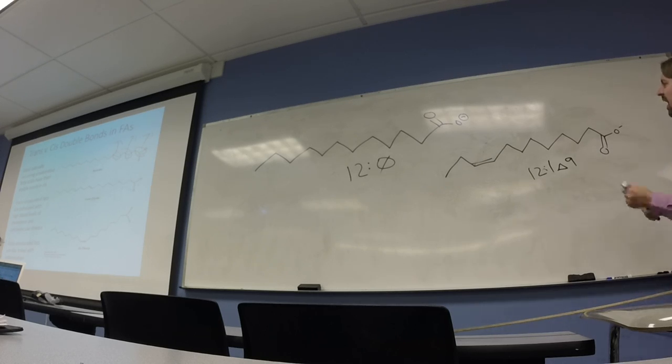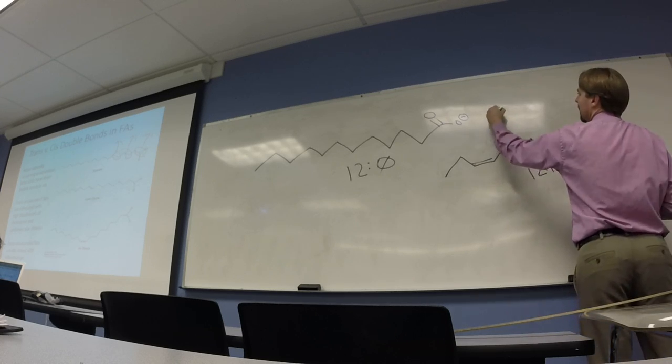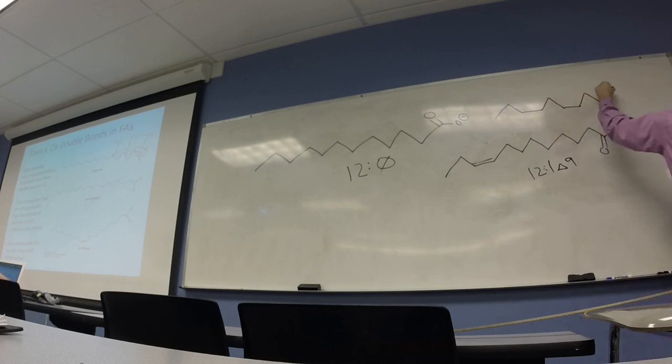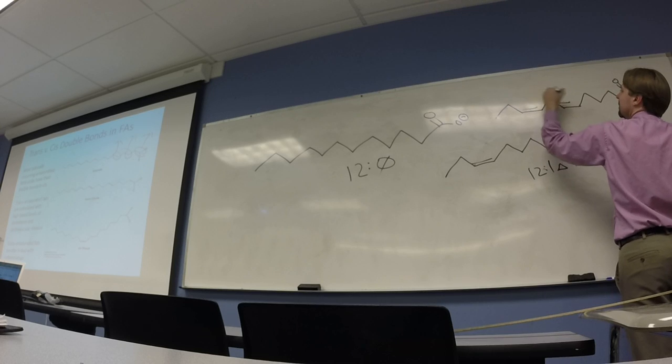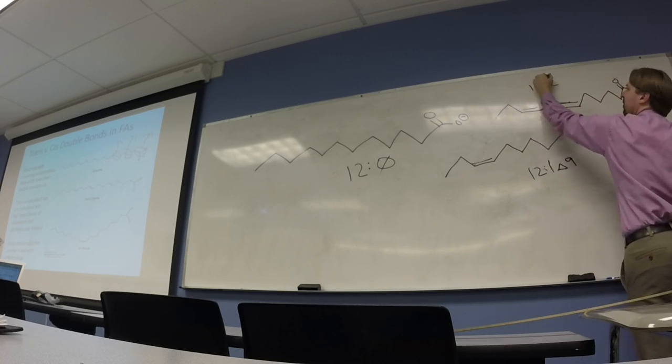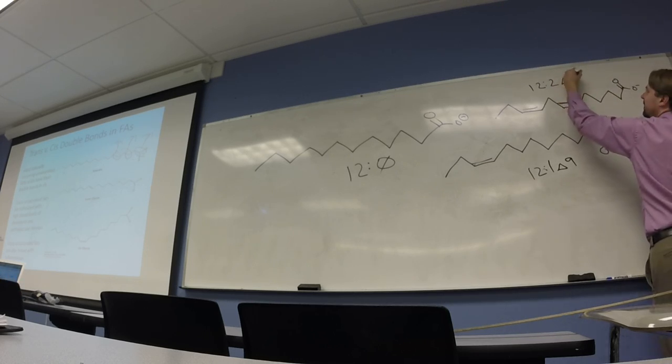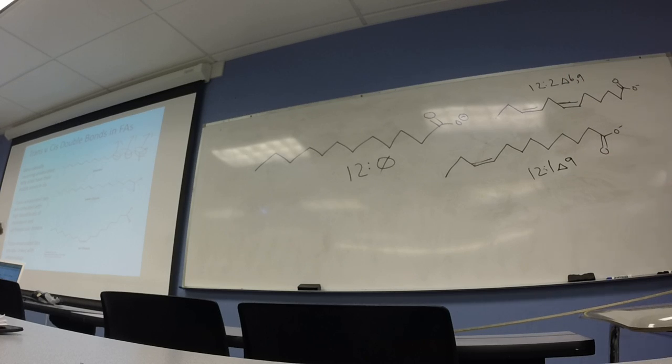If we had one that had 2 double bonds, 1, 2, 3, 4, 5, 6, 7, 8, 9, 10, 11, 12. Voila. Here again, we've got 12:2. 12 carbons, 2 double bonds, delta 6, 9. There's its name. Elegant, simple, works every time. Good stuff so far? I only have one wrinkle to add.